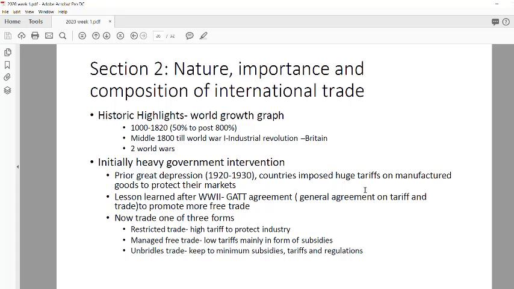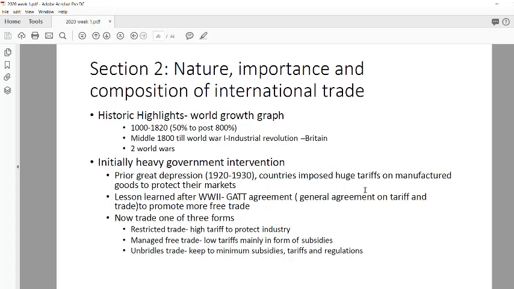And based on all these lessons learned, especially after World War II, they formed the GATT agreement, or General Agreement on Tariffs and Trade, to try to promote more free trade. So the countries don't look out for themselves, and we think about everybody collectively.